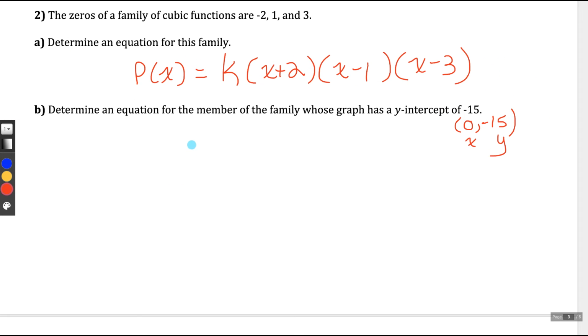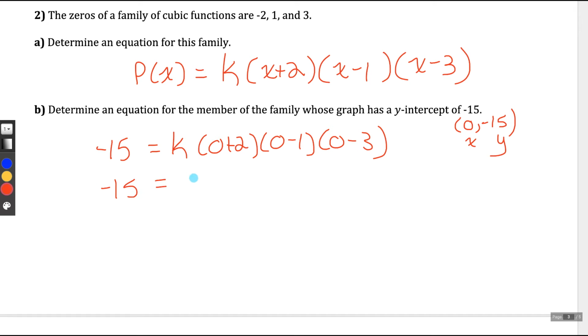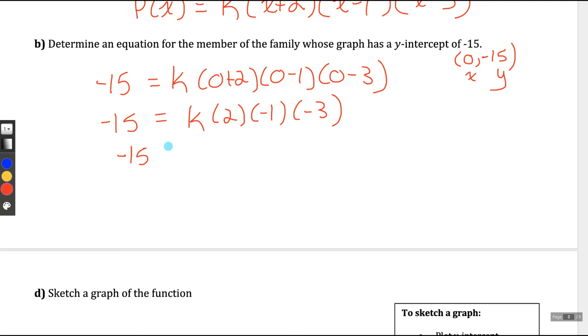So I'll need to plug in the y value of -15 and the x value of 0 into my equation for the family of functions and solve for k. And when I do this, I would have k times 2 times -1 times -3. So I have -15 equals k times 2 times -1 times -3. Well, that's 6, so I have -15 equals 6k. Divide both sides by 6, and I have -15 over 6 equals k. 3 goes into the numerator and denominator. It goes into the numerator 5 times, so -5 over, and 3 goes into 6 twice, so -5 over 2. So my k value is -5 over 2, or as a decimal, that's -2.5, whatever you would rather.